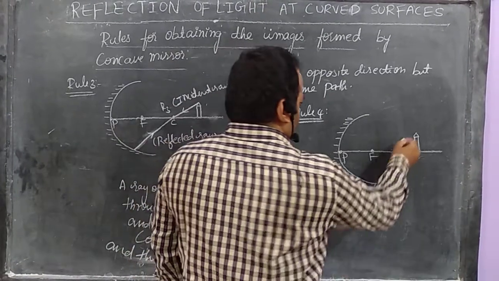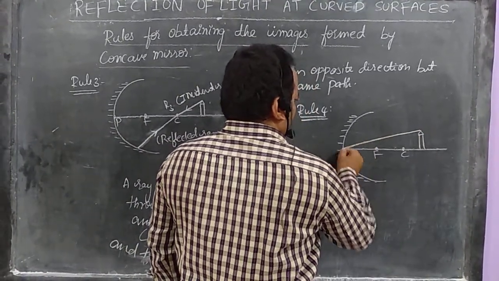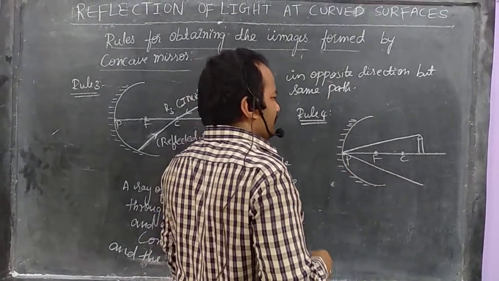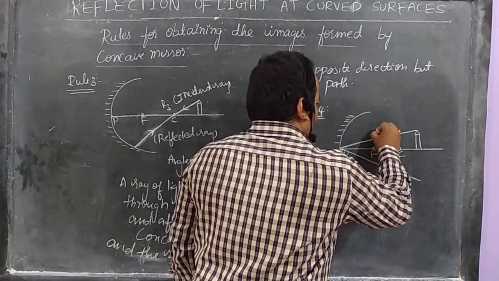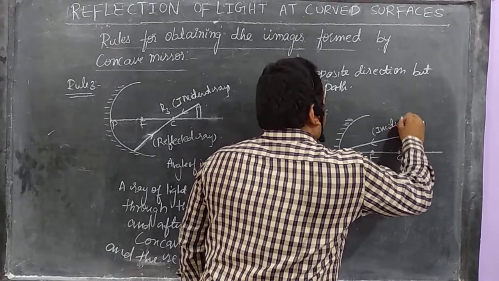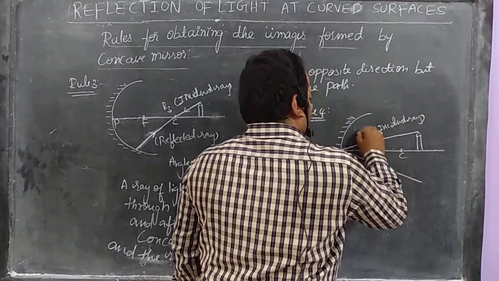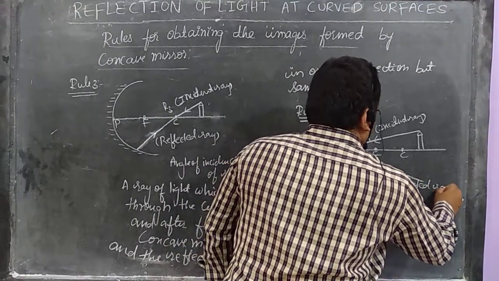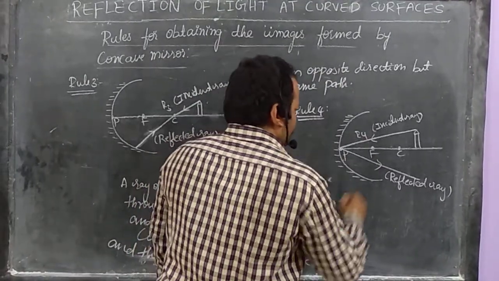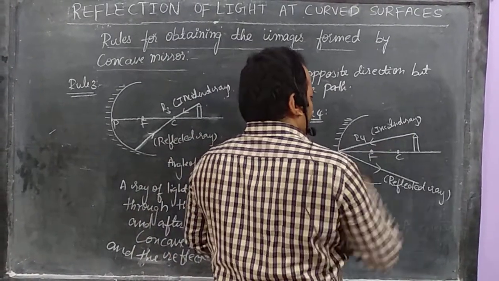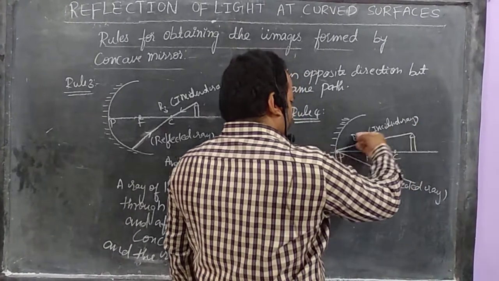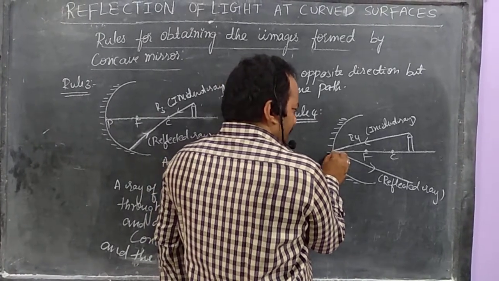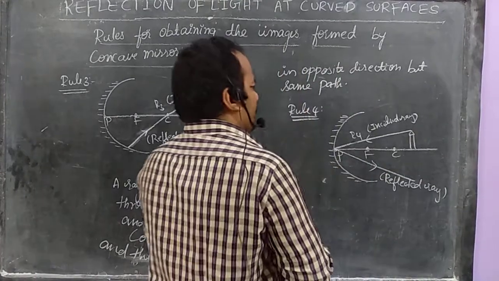Now, let us assume the ray is falling on the pole of the concave mirror and it reflects from the pole by making the same angle with the principal axis. This is the incident ray. Here we are talking about rule 4, okay? And this is the reflected ray. So what do we get here? We know that when a ray is coming from the candle, it falls on the pole of the concave mirror, and after falling on the pole, it reflects and the reflected ray makes the same angle with the principal axis.